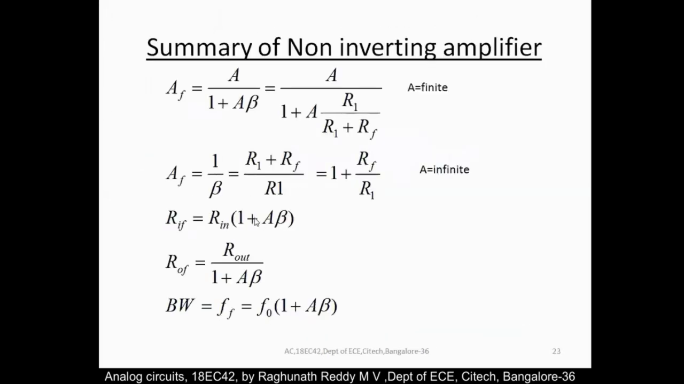This is just a summary of the non-inverting amplifier. This is the expression of closed loop gain when A is finite. This is the expression of closed loop gain when A is infinite. Then input impedance with feedback is increased by 1 plus A beta, so it is multiplied with Rin. Output impedance with feedback is decreased by 1 plus A beta times, and bandwidth with feedback is increased by 1 plus A beta times. If it is increased it means multiplication, if it is decreased it means division.